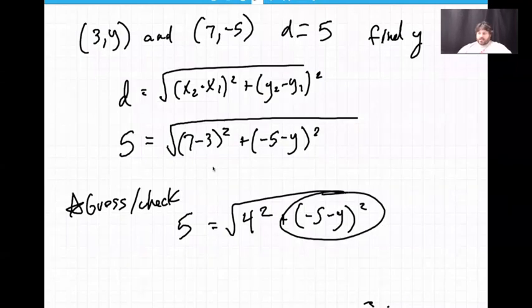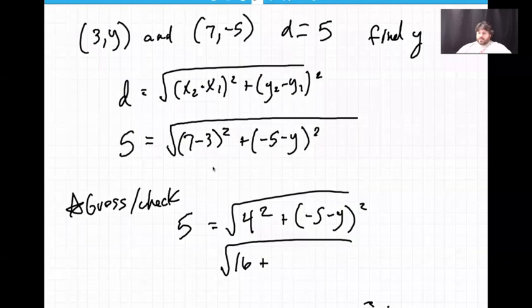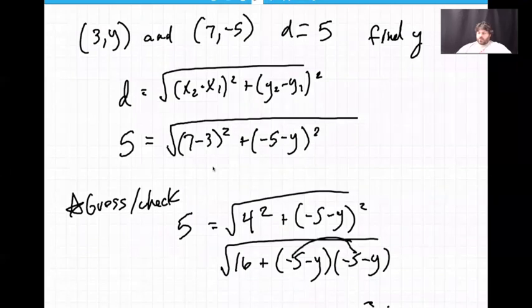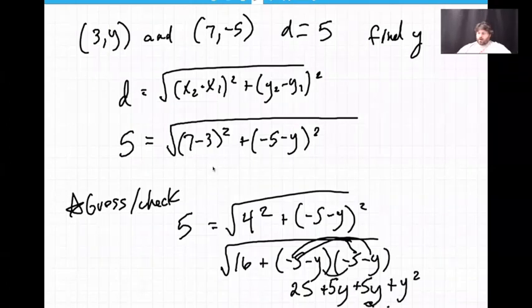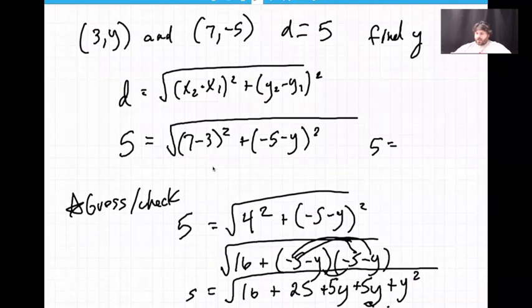Now this right here is not as easy. You don't get to just distribute the squared to both parts. You actually have to multiply that thing out. So we get the square root of 16 plus negative 5 minus y times negative 5 minus y. So I distribute there, I get 25 plus 5y plus 5y plus y squared plus 16, all rooted equals 5. See why guess and check is going to be a good strategy here? Might even be faster. Combine my like terms, I get 41 plus 10y plus y squared.